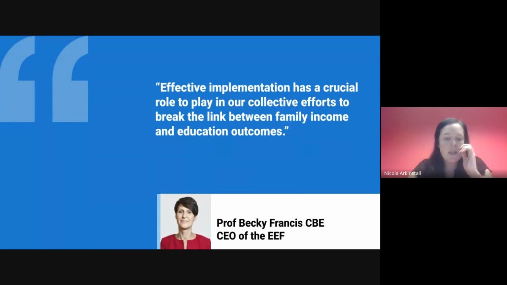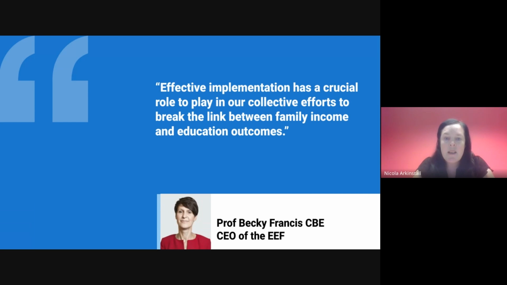So in terms of our guidance report then, this quote from Becky Francis, who was our CEO, but she's now leading the curriculum review, talks about how effective implementation has a crucial role to play in our collective efforts to break that link between family income and education outcomes. And I think people want to use research, want to use evidence, but there's a bit of a knowing-doing gap: people sometimes know what the research says, but they don't know how to actually enact that and make a change in their classrooms. And the only way we do that is by effective implementation.